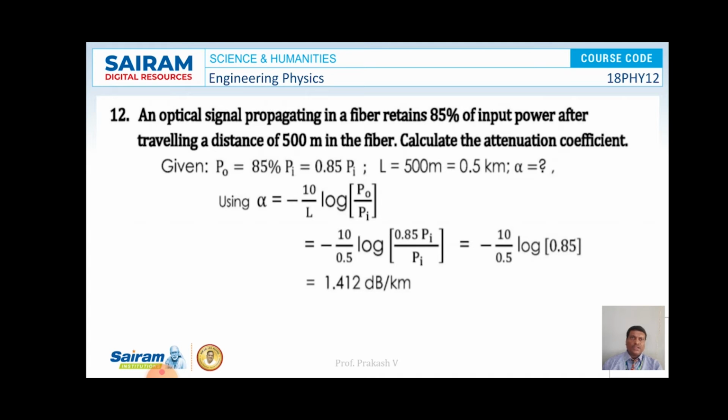And we know that attenuation coefficient alpha is equal to minus 10 by L logarithm of P out by P in, that is equal to minus 10 by 0.5 into log of 0.85 Pi by Pi. Pi cancels here, then on simplification we will get the value of alpha is equal to 1.412 dB per kilometer. This is the solution for the given problem.